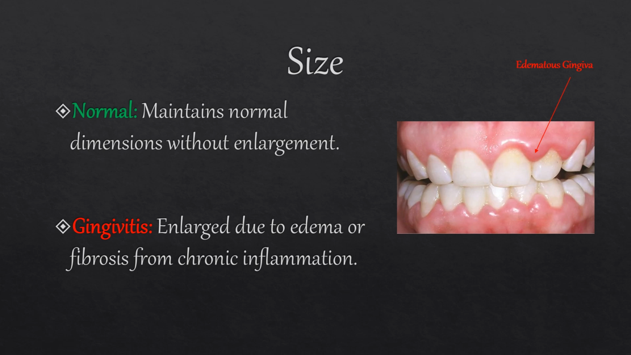When we say size of the gingiva, it is the sum total of all the cellular and extracellular components of the gingiva, including the vasculature and the bulk of the fibers which is present in the connective tissue. In gingivitis, the gingiva may be enlarged due to edema or even fibrosis in chronic inflammation.